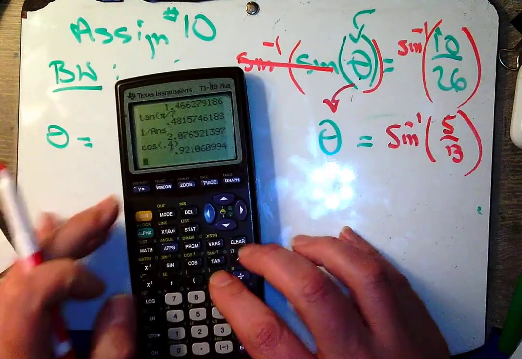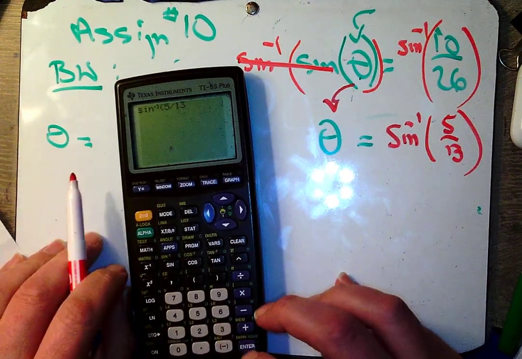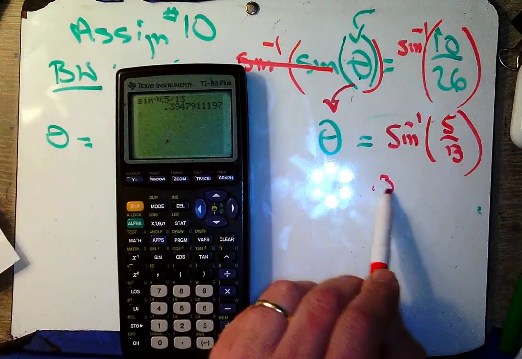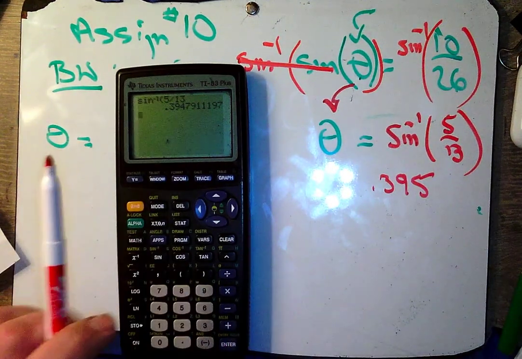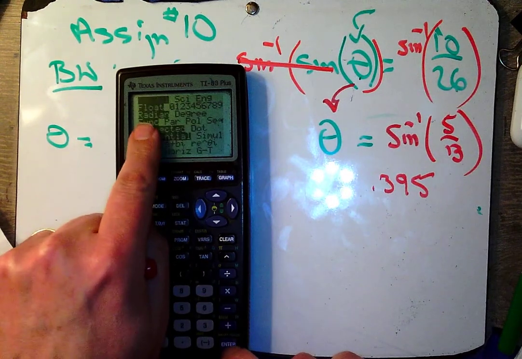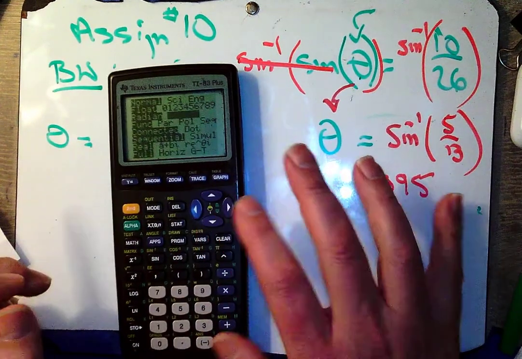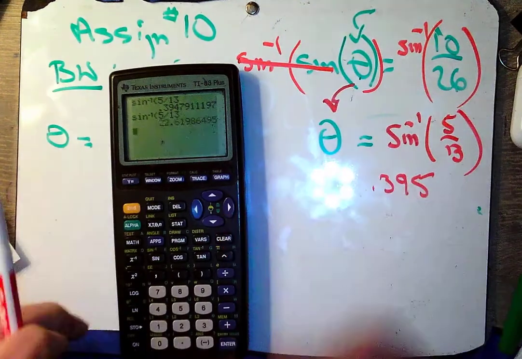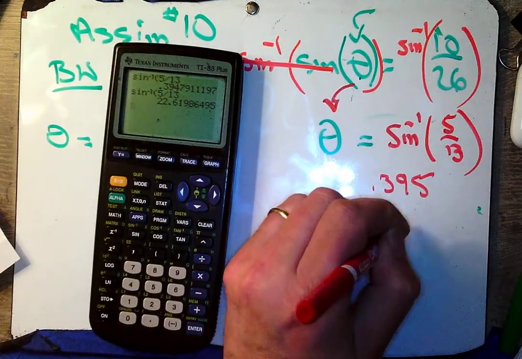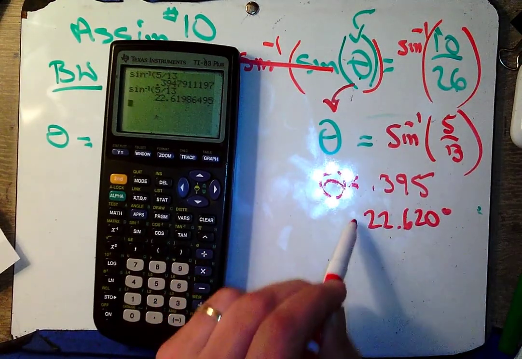Then we can pull out our calculator and say, hey, calculator, what's the inverse sine of 5 divided by 13? And I get 0.395. Now, what units am I in? Mode. I'm in radians. So just in case someone asks you about doing this in degrees, switch that mode from radians to degrees and check again. 22.620 degrees. Okay?